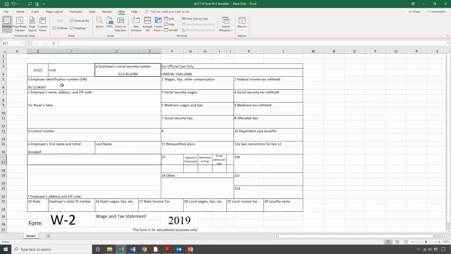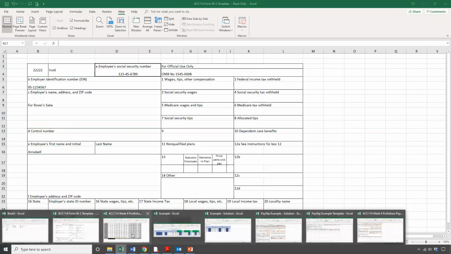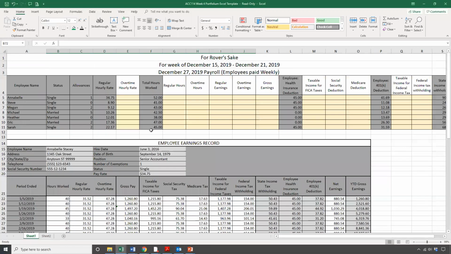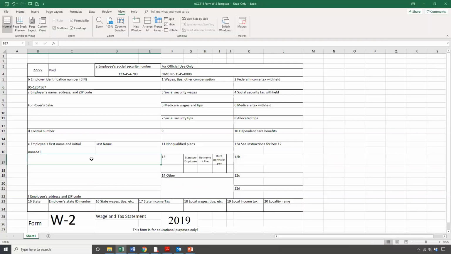So make sure you use all of the information off of that form that you're completing right here. So you've got her information right here. Oh, she does have a social security number. Sorry, 555-12-1234. So a little bit different. Okay, so if you've got the information, put it in here.